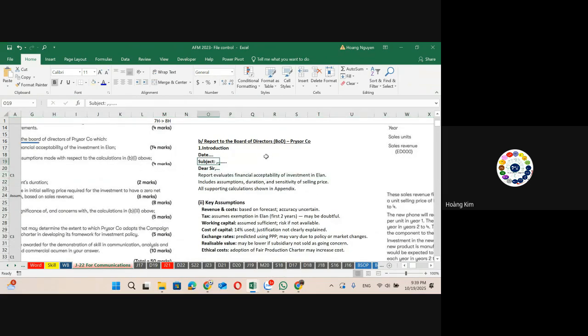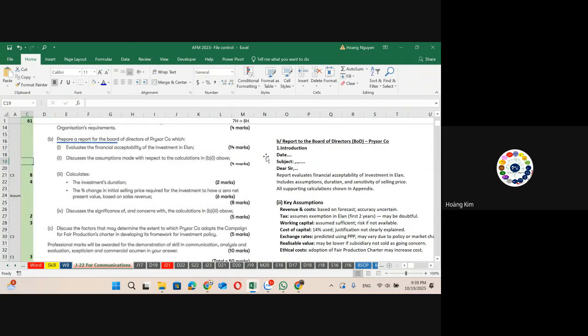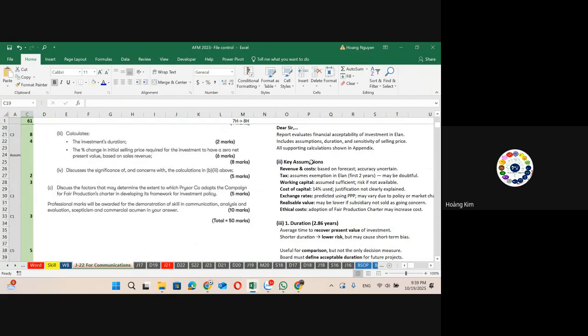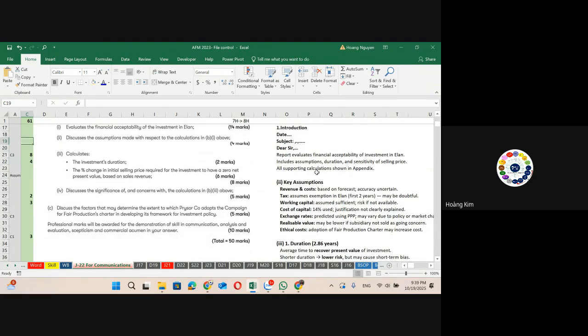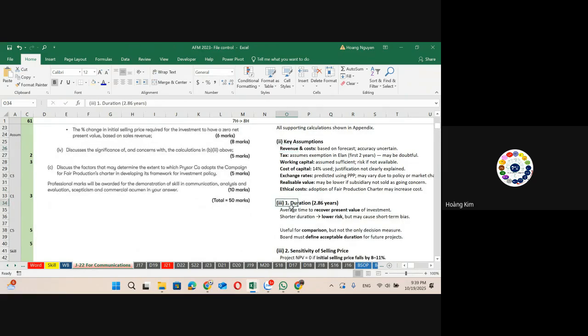So you apply it for all of the event papers when they ask you to make the report. You understand? The same as the email. Yes, I understand. And after that, one by one, step by step, you answer the questions. They ask you to discuss assumptions, and to discuss investment duration. Okay, I can do it.